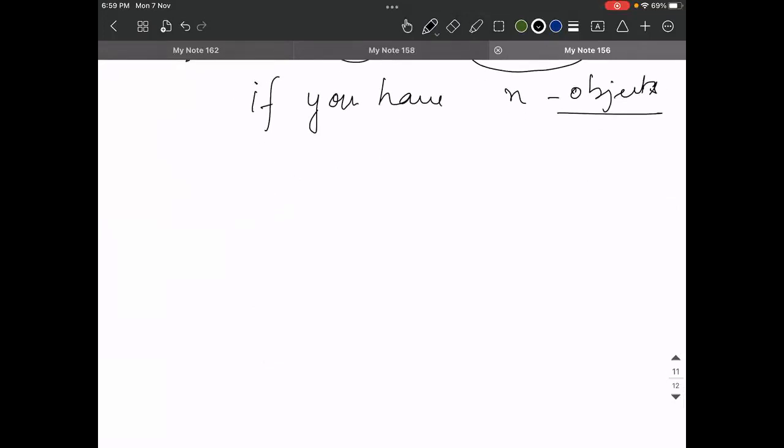Understanding is more important. Why we are subtracting one. And if you have 12 objects, why we are having 11 factorial ways. Okay, so that is important. We'll come to cross product, don't worry.